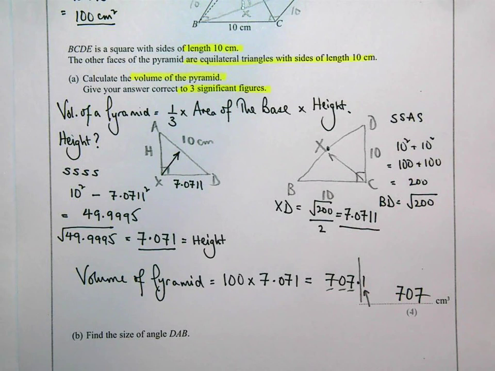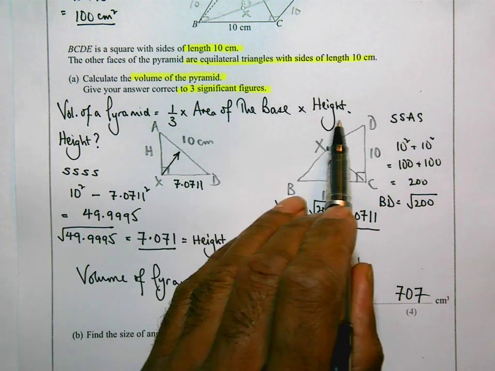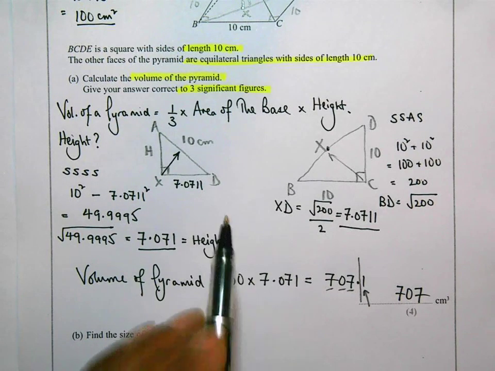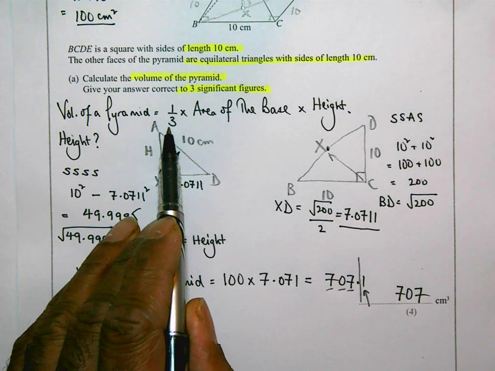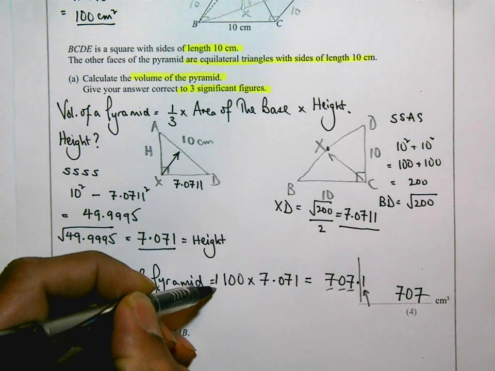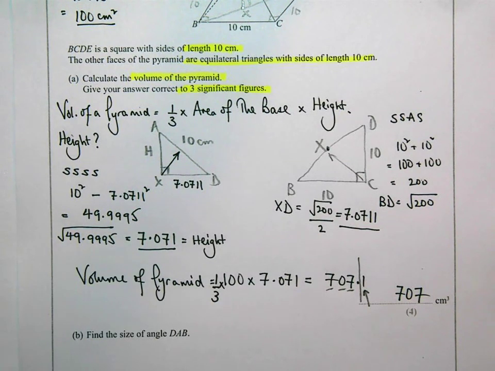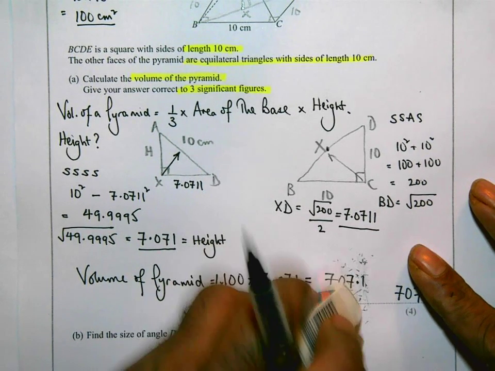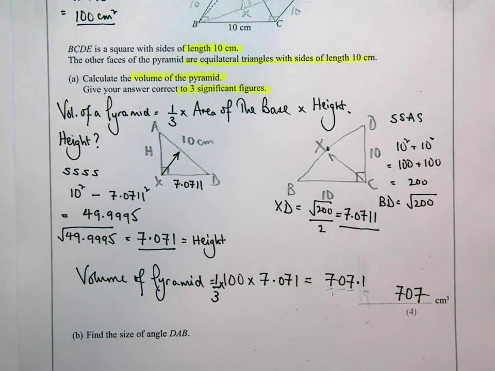Before I go on to part B, I've just recognized that I've made a mistake on this. It's just on the last bit. In my haste, the volume of the pyramid, if I go back here, I wrote the formula down. And this is really important, especially when you're checking over your work. The volume of a pyramid is a third area of the base times the height. And I forgot to find a third of it. So I should have done 1/3 times 100 times 7.071. And I'm going to erase this because this is not the number that I need to work out. But I need to divide that by 3 in order to find a third of it.